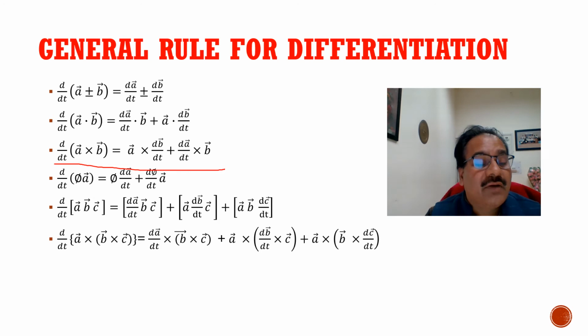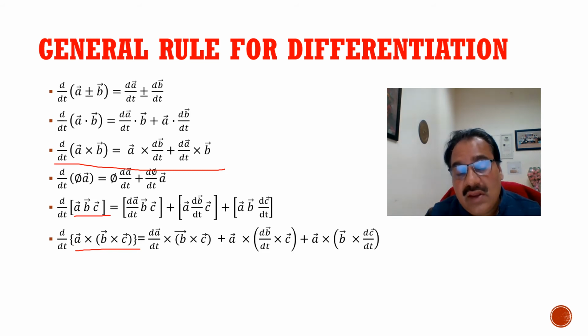d by dt of phi times vector a, where phi is a scalar, is phi times dA by dt plus d phi by dt times a. d by dt of the scalar triple product a, b, c you can write as dA by dt, b, c plus a, dB by dt, c plus a, b, dC by dt. The vector triple product derivative is dA by dt cross b cross c, plus a cross dB by dt cross c, plus a cross b cross dC by dt. So these are the general rules.